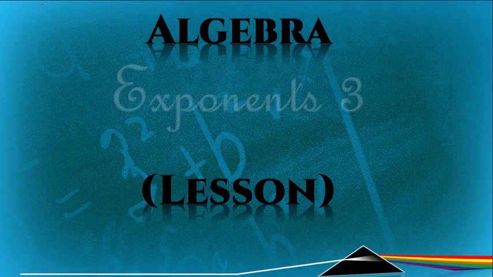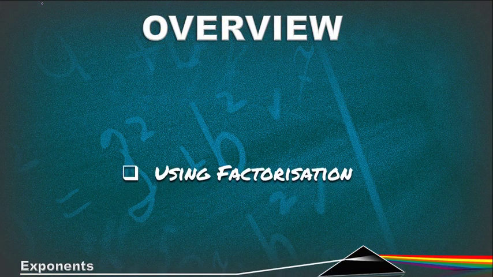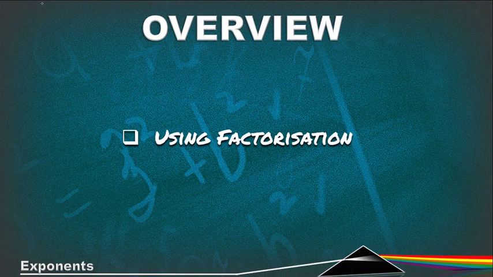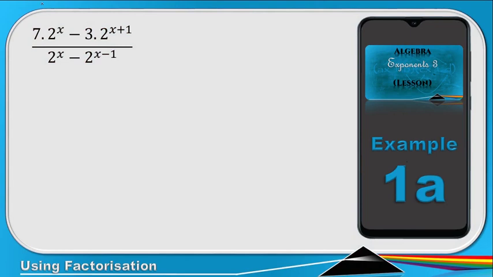In this lesson, we are going to look at the third part of exponents. Now, the type of sums we're going to look at is where we're going to explicitly use factorization to simplify our sum. To start off with the first example, what we have here is 7 times 2 to the power of x minus 3 times 2 to the power of x plus 1, and then also the denominator.